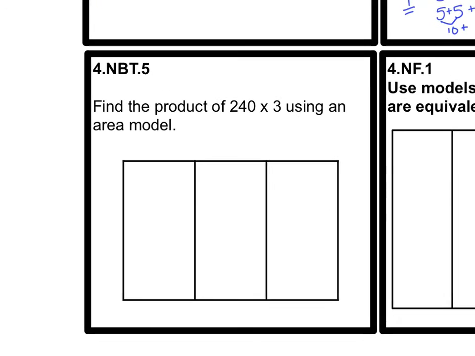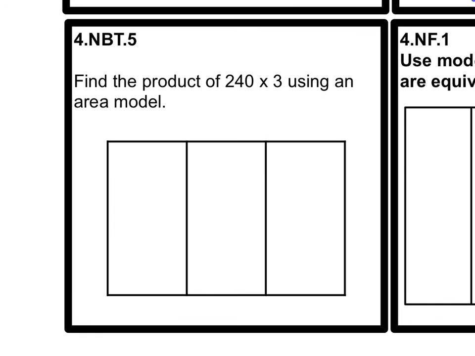The next problem we have: find the final product of 240 times 3 using an area model. This is something that we may have forgotten, but the easy thing to do is you take this times 3 and you put this 3 on the side. Then you're going to break down this 240 into the hundreds, the tens, and the ones, and put them in the spaces accordingly. So I'm going to do 200 on the top here, 40 here, and 0 here. This is using my area model.